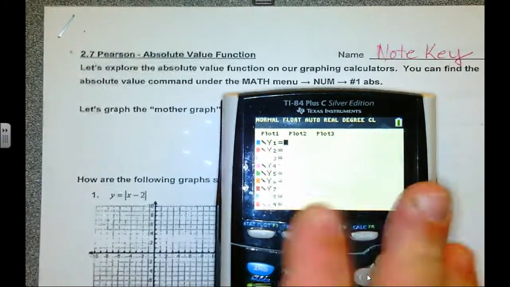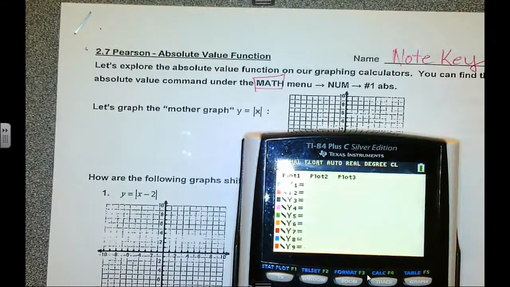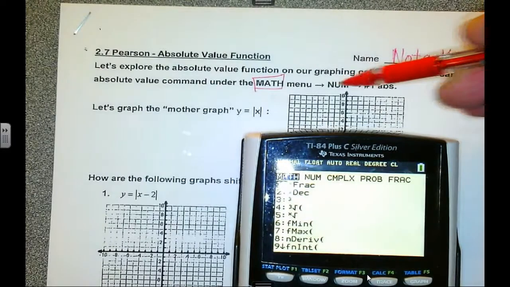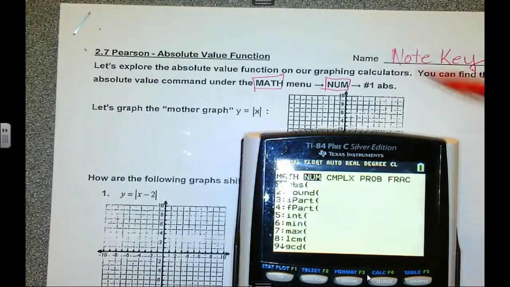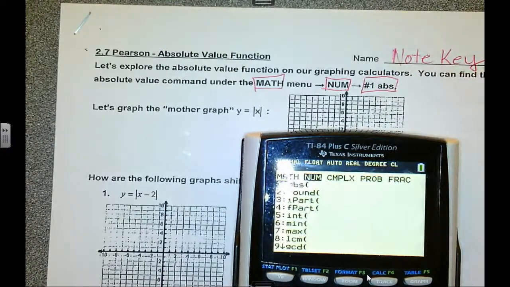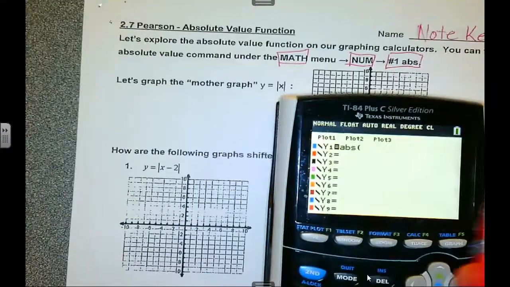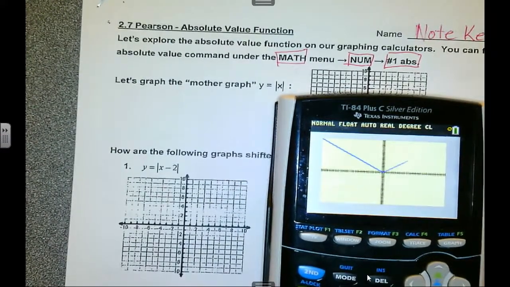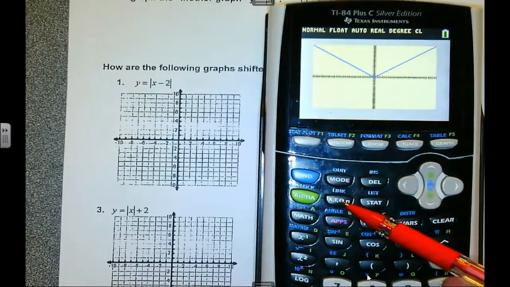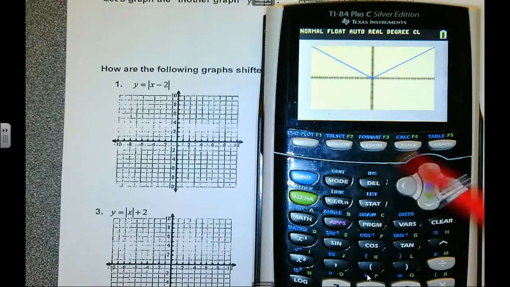Then you're going to hit your math key, the math key button. Then go to numeral or numbers. And then number 1 is your absolute value. Just hit enter, and put the variable x in there. Close parenthesis. Hit graph. And there, x is right here. You don't get parabolas. That's a quadratic.